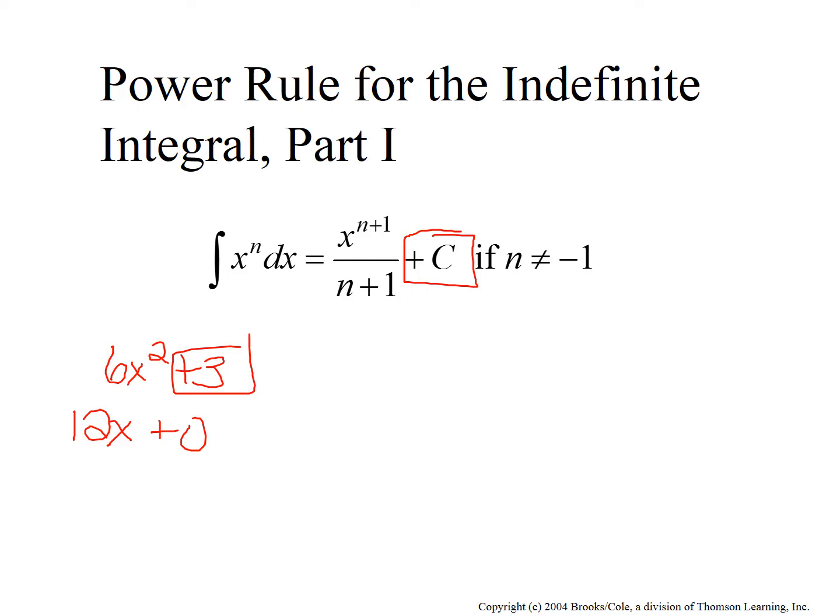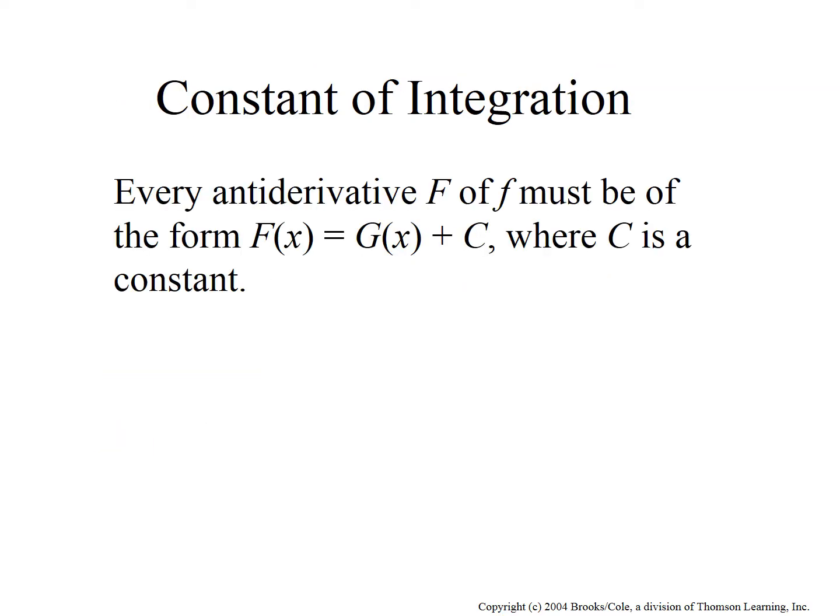Also know that this will not work if n is equal to -1, because if n is equal to -1, we will end up dividing by 0. Okay, so take note that we can't use this when n is equal to -1, and we always have to use c. Every antiderivative of f of x will be g of x plus c, where c is a constant. And we just talked about the need for c.